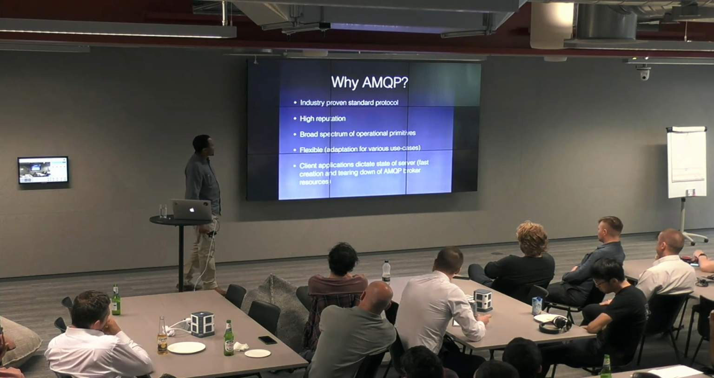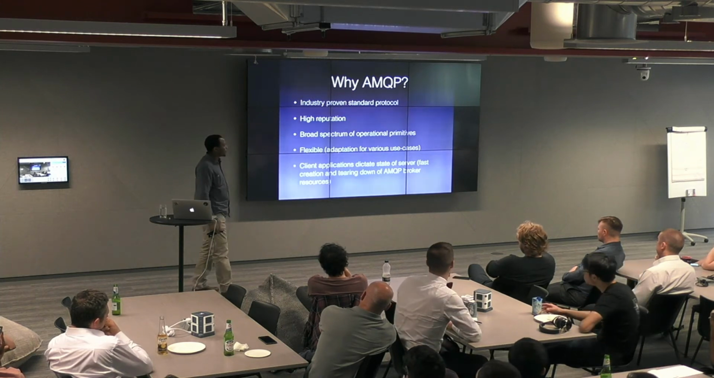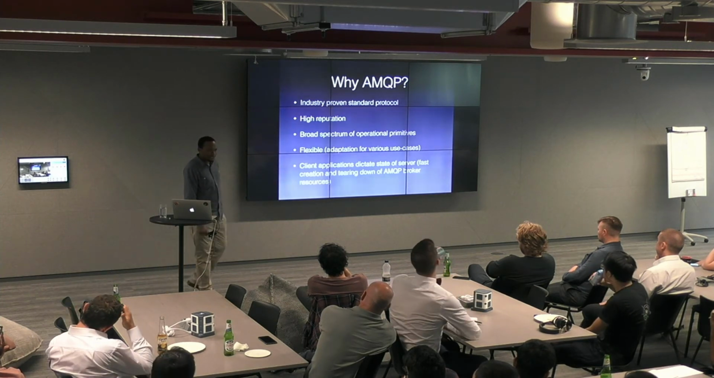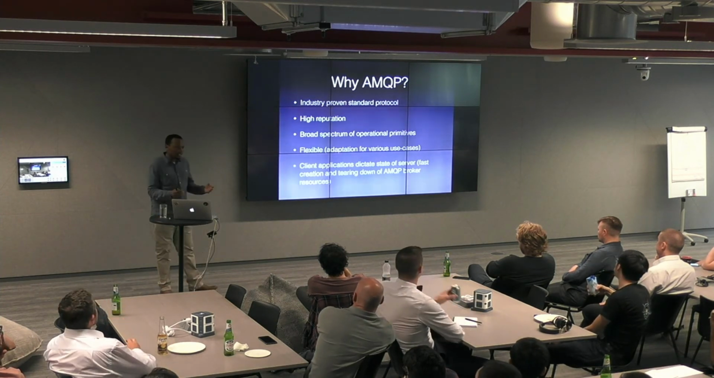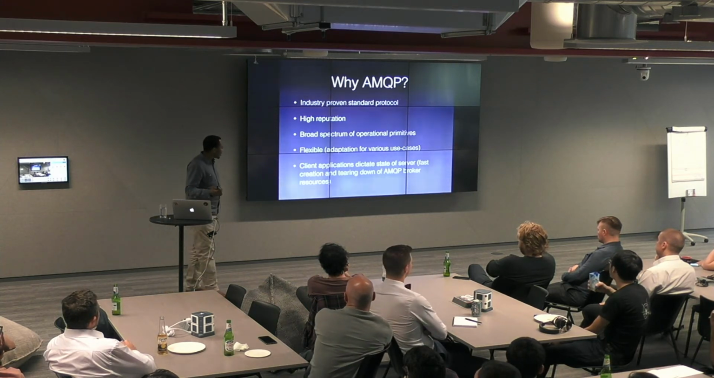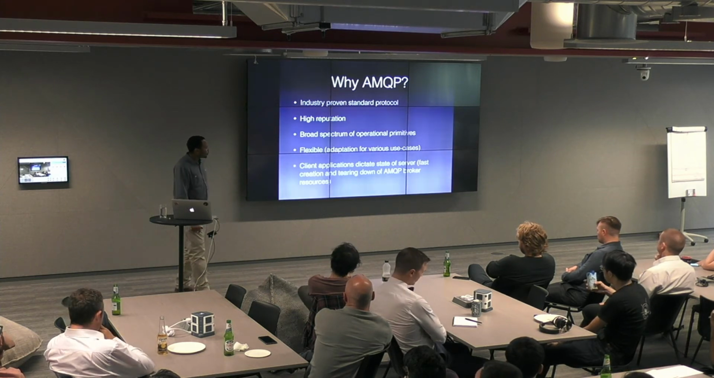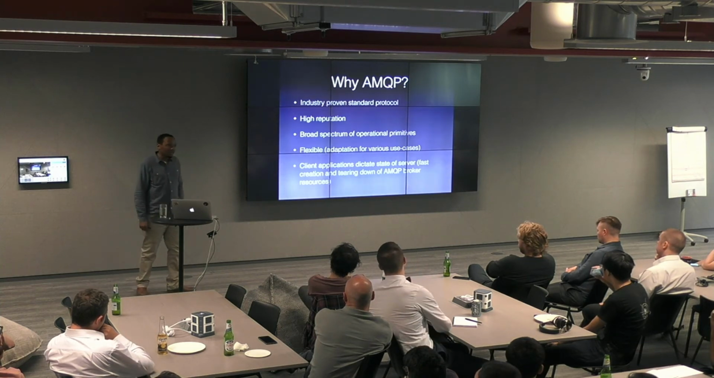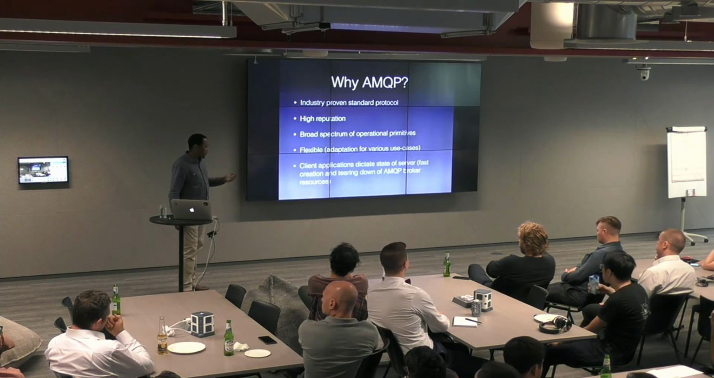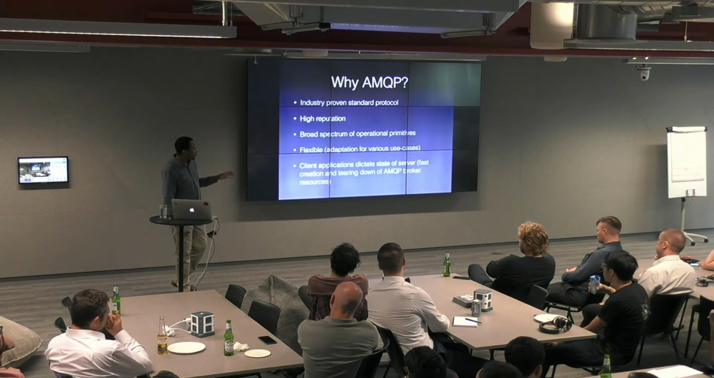And then why AMQP? This is just some intro. AMQP is an industry-proven standard protocol, right? It's been around for a while, and it started off from companies like JP Morgan, IBM. They came together and came up with a standard which would basically allow interaction of applications. It's got a high reputation, obviously, and there's a broad spectrum of primitives that you can use. So it's very broad. You can do a lot of things with AMQP, right? And similarly, it's very flexible. You can adapt it to a whole lot of different use cases.